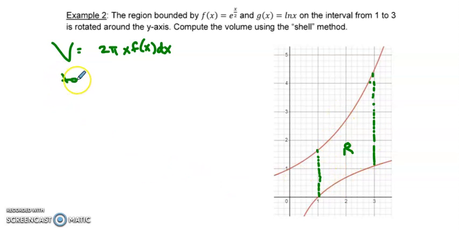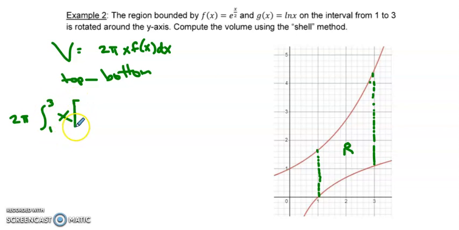So to handle that, I need to do top curve minus bottom curve, just like we've done with other area and volume problems. So I'm going to go ahead this time and set up the factoring out of the 2 pi in front, and I integrate from 1 to 3, and then I need x, but my f of x this time has to be top curve minus bottom curve. So my top curve is e to the x over 2, and my bottom curve is the natural log of x, and then I have dx.